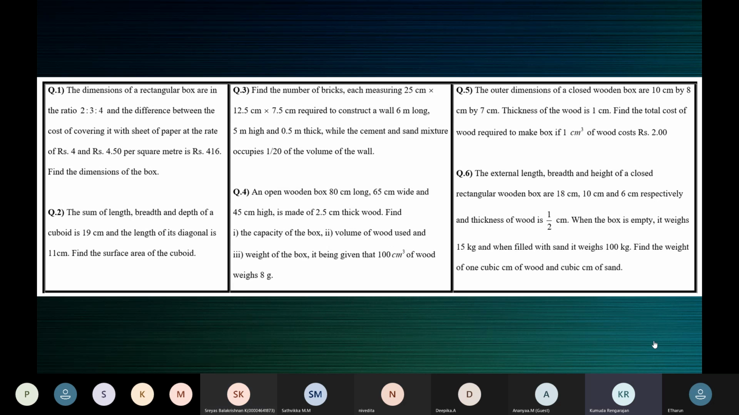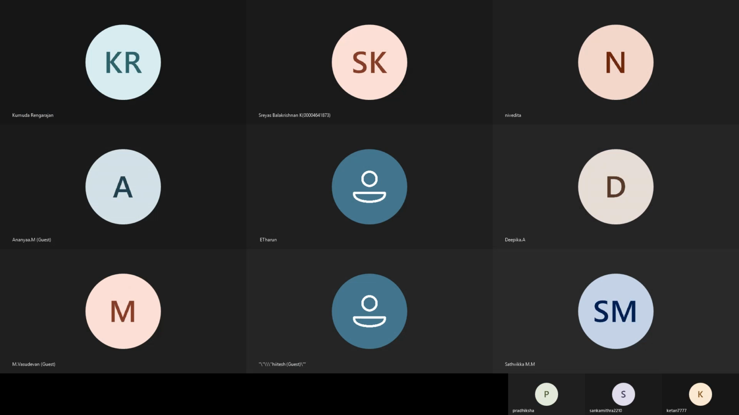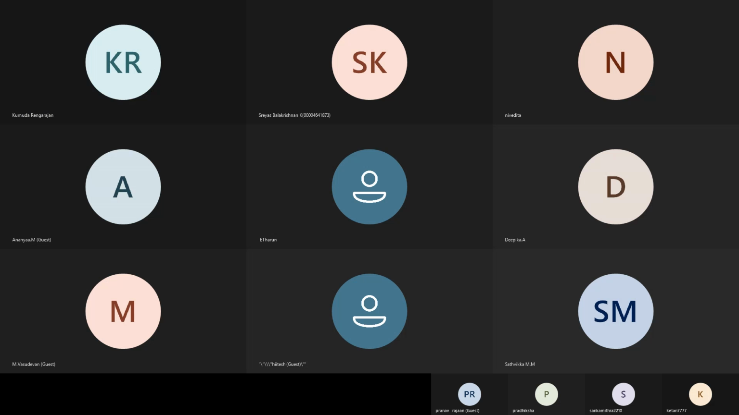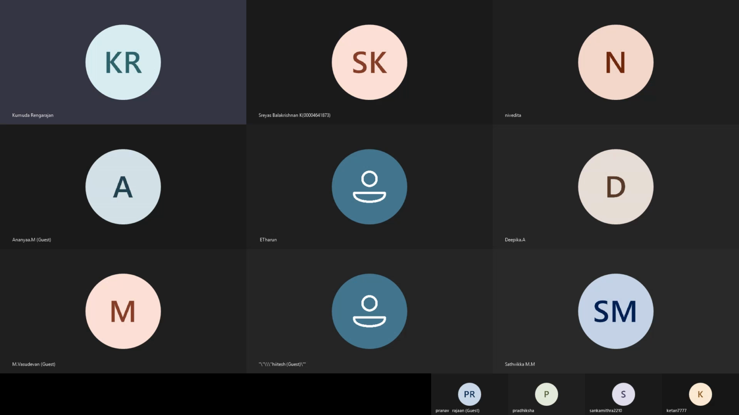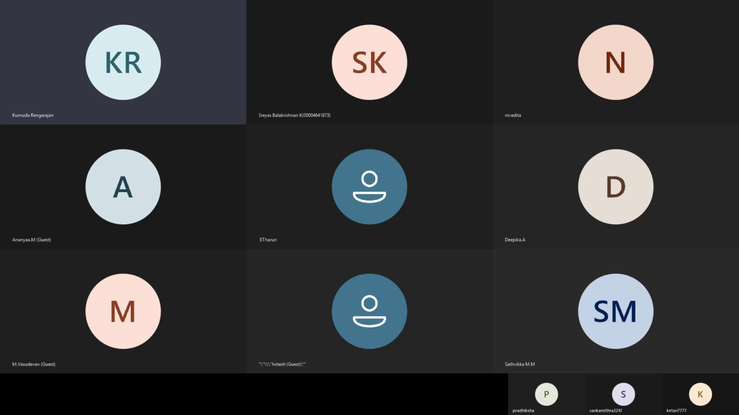Okay, let me first unshare my screen. So you assume the length, breadth, and the height to be 2x, 3x, and 4x meters. All right. What is the total surface area of the box?